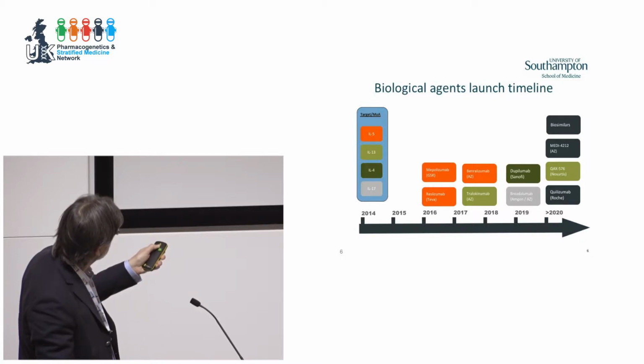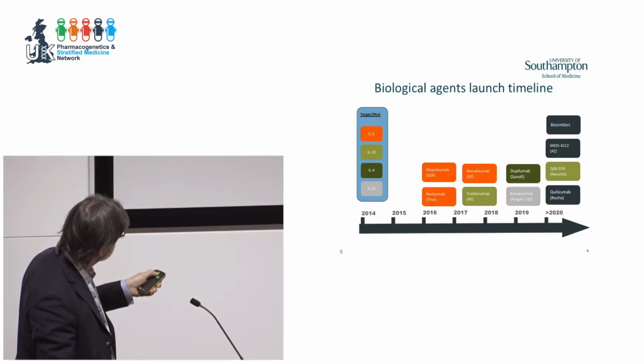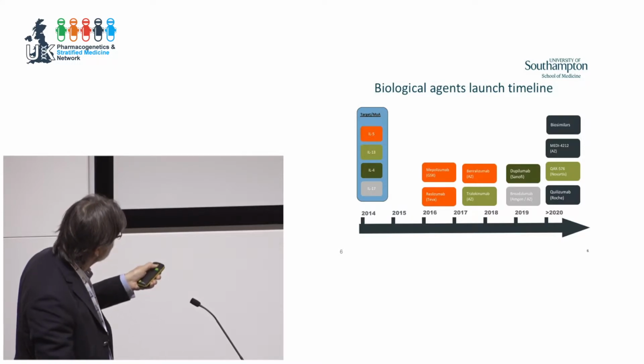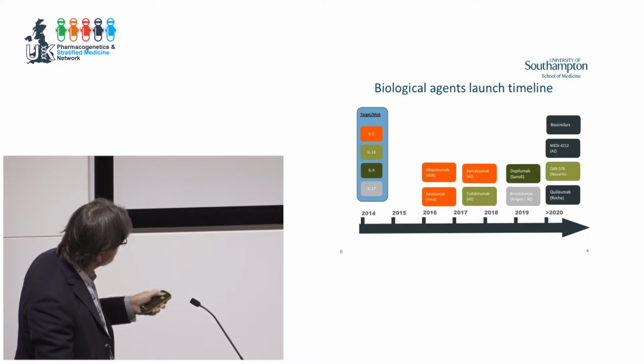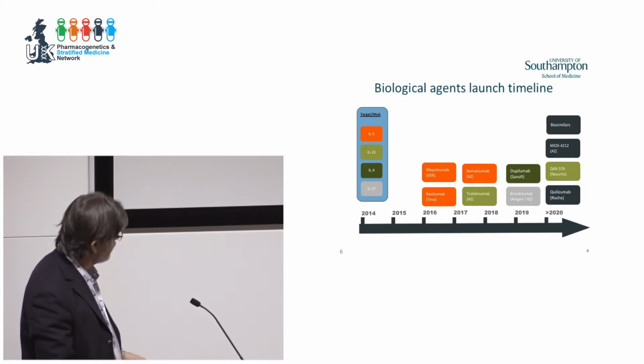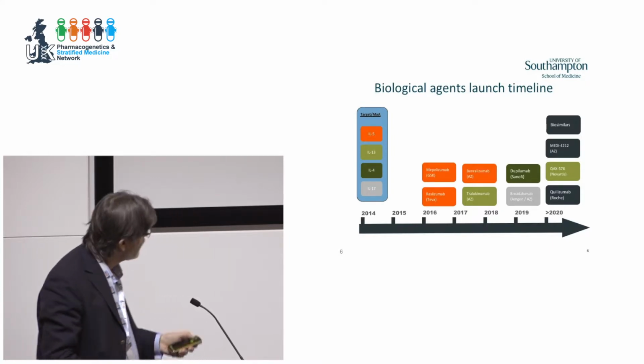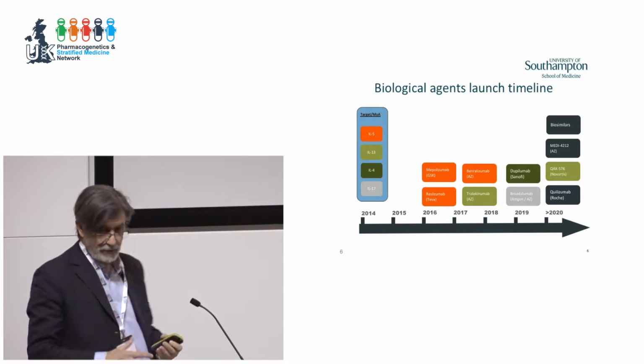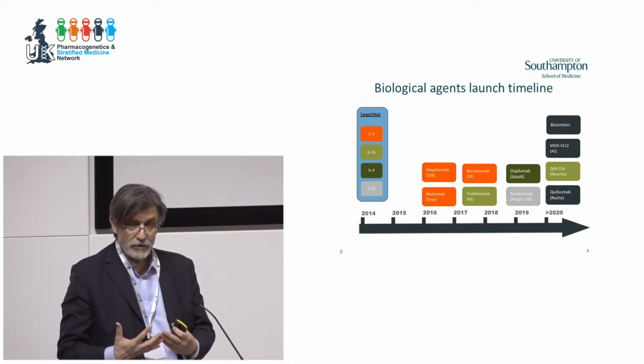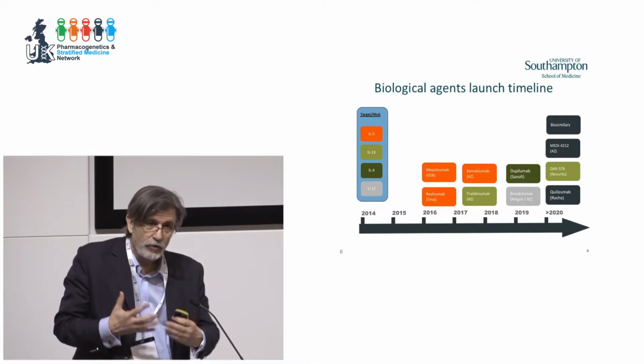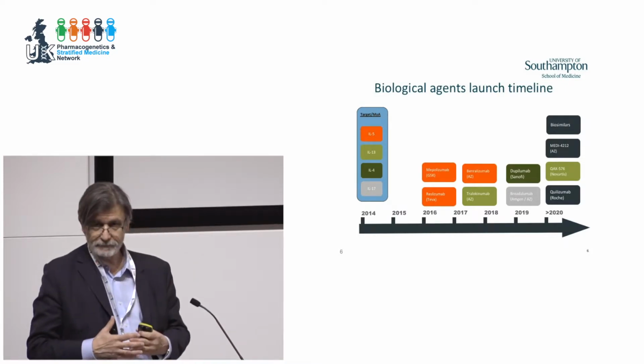So here's your type 2 cytokine, interleukin 5, 13, and 4. And this is a non-T2 cytokine, interleukin 17. And there are a number of drugs. I'm not going to go through these in the interest of time. But you see that the timelines are very close. So let's say that all of these drugs make it to the market.